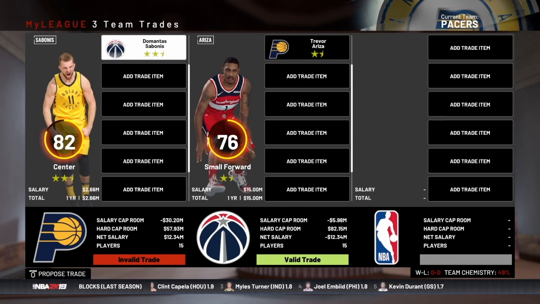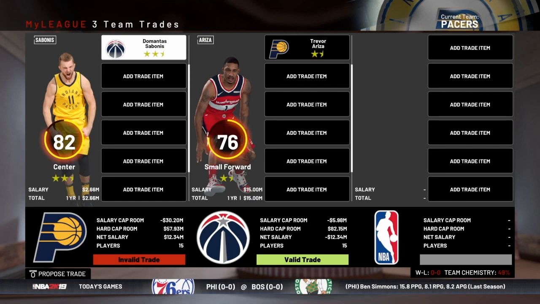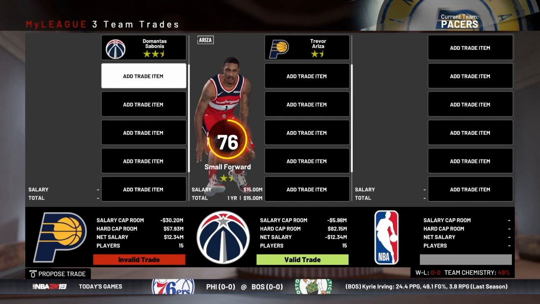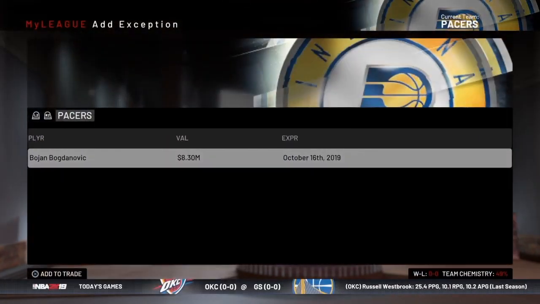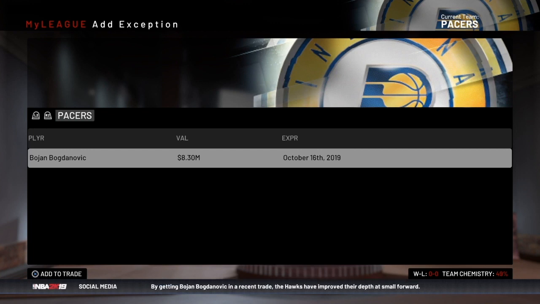Now, normally we wouldn't be able to make this trade without adding another player. However, we have this trade exception, which allows us to sign a player that we wouldn't normally be able to sign because we can use this exception to make up the salary difference. So if we go in here to exception, you can see the trade exception for $8.3 million for Bogdanovich. You can also see when it expires here. That way you know how long you have to use it.